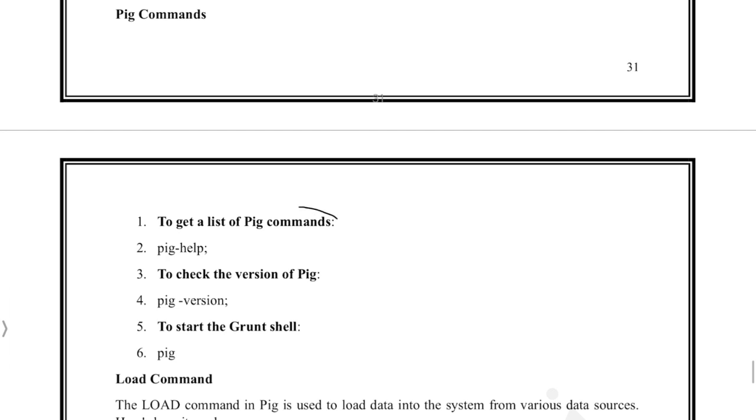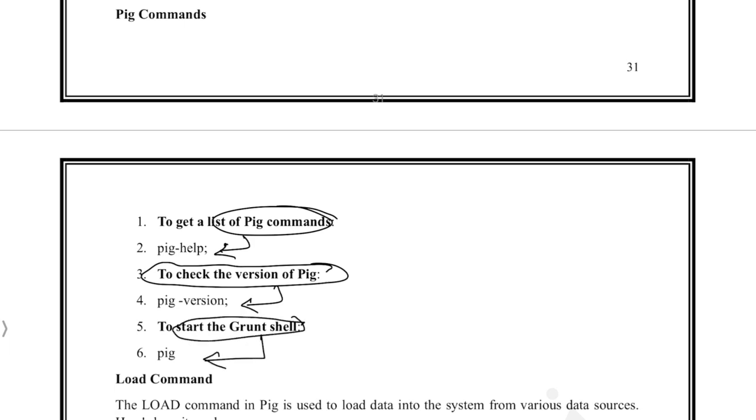What are the Pig commands? To get a list of the Pig commands present, the command is pig -help. To check the version of Pig, the command is pig -version. To start the grunt shell, just type pig.